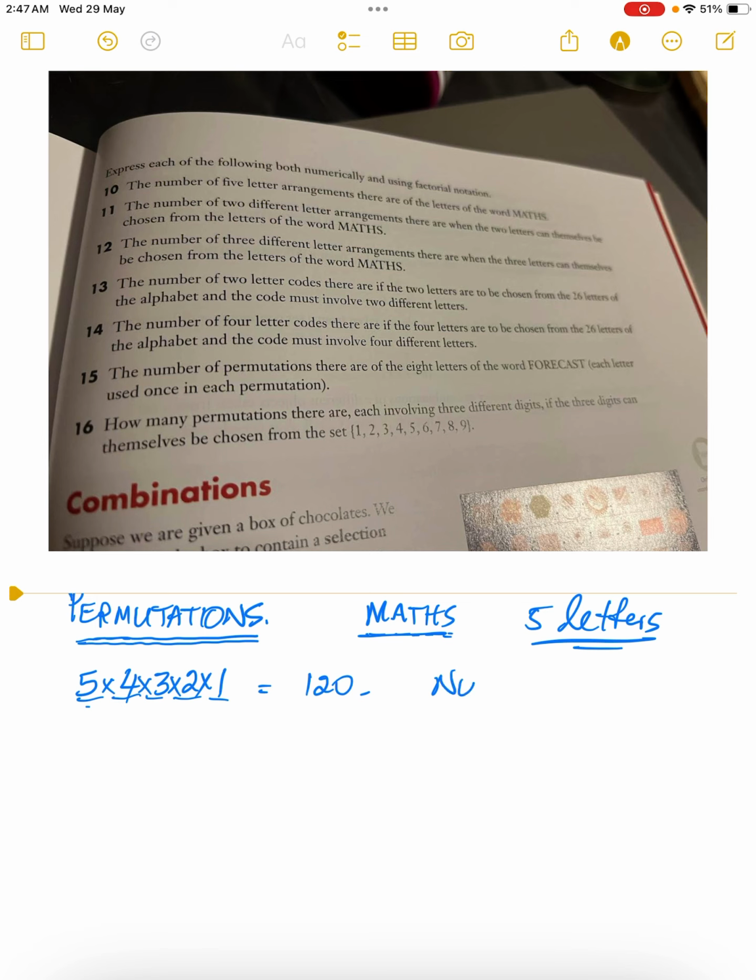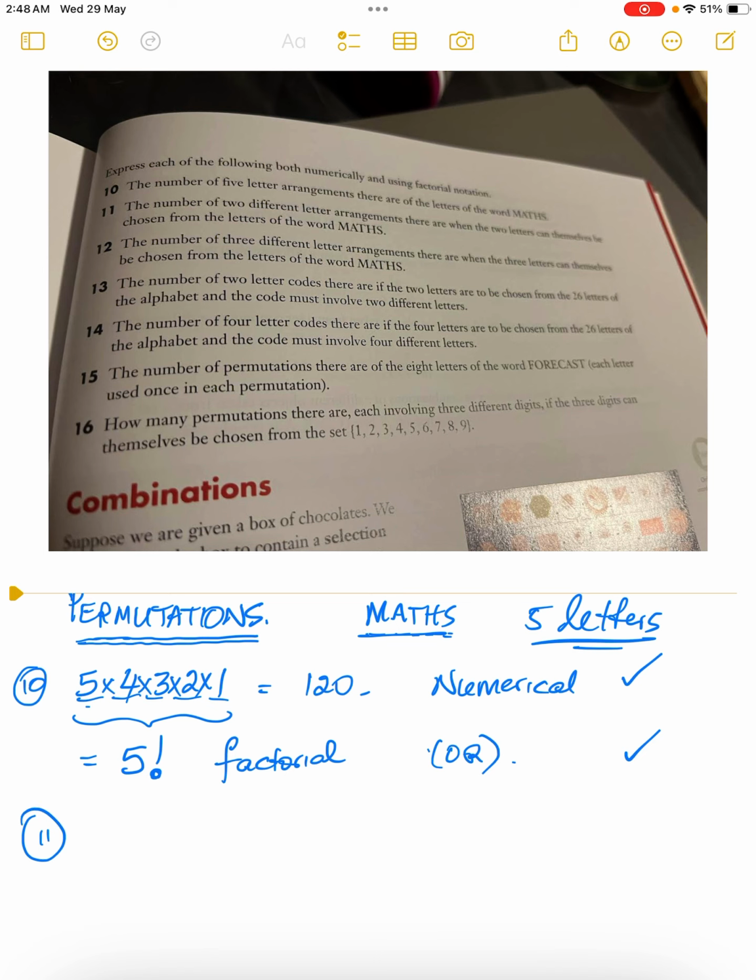That's numerical, and the factorial is simply starting at 5, multiplying all the way down to 1. So that's the factorial way to represent the number 120. So that's the alternative, 120 or 5 factorial. So that's question 10. Let's look at question 11.